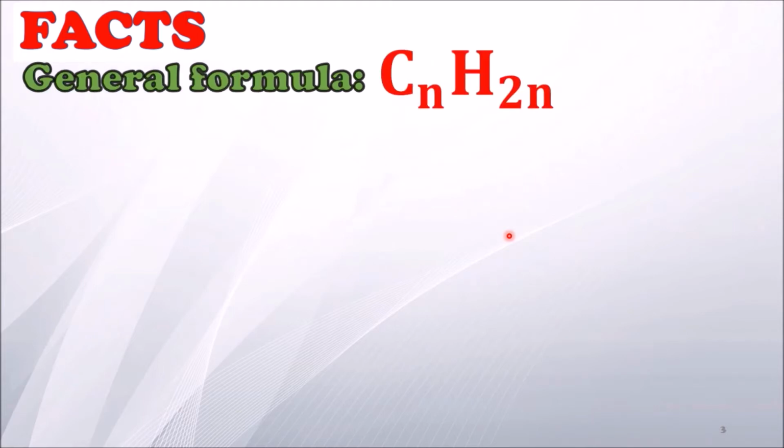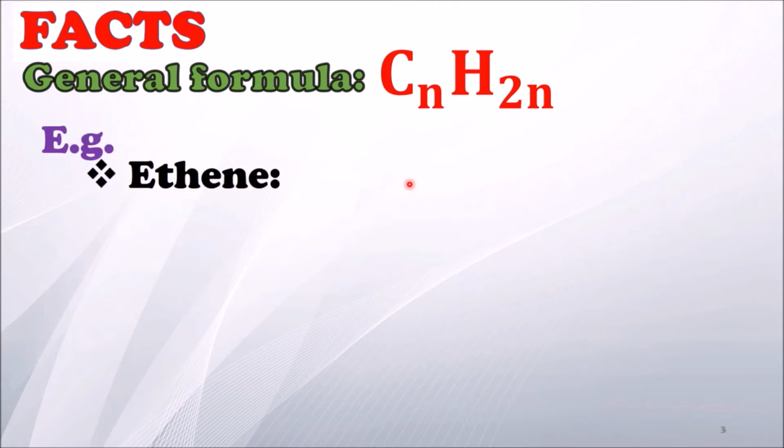Now let's begin by checking out some facts about alkenes. Okay, so alkenes have a general molecular formula CnH2n. That means that for any alkene, the number of hydrogen atoms is twice as many as the number of carbon atoms.